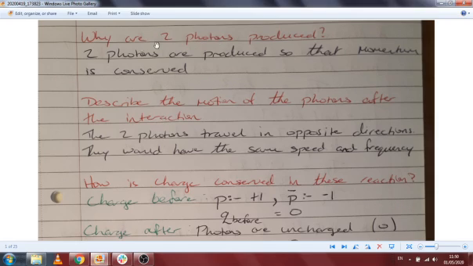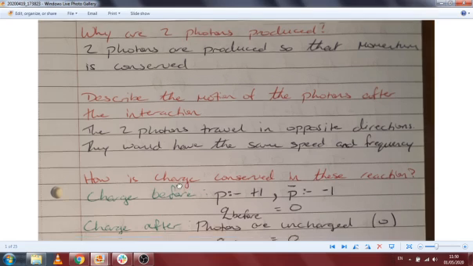The question moves on then to ask some of the background theory questions that will go along with this, such as, why are two photons produced? Two photons are produced so that momentum is conserved. Then we have to describe the motion of the protons after the interaction. So the photons travel in opposite directions. They would have the same speed and frequency. We were told that previously, but that's how it will go. They have to go in opposite directions again to conserve momentum.